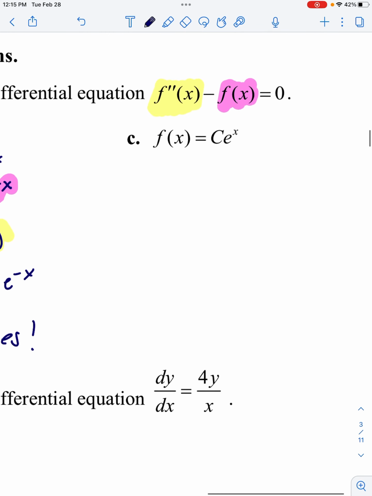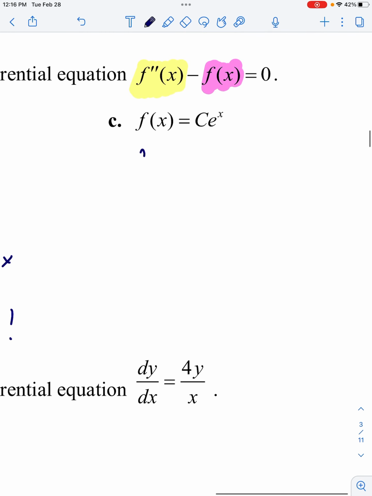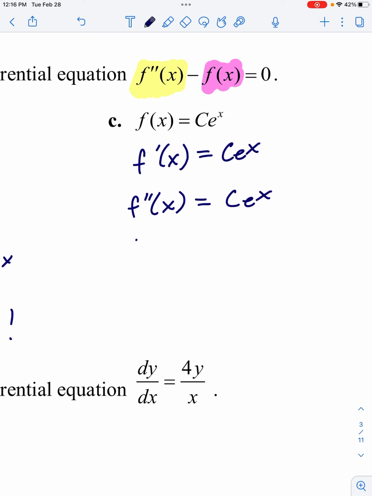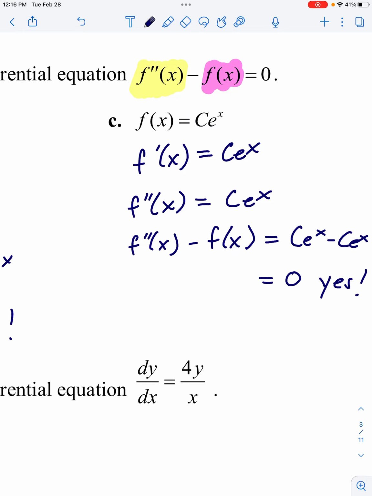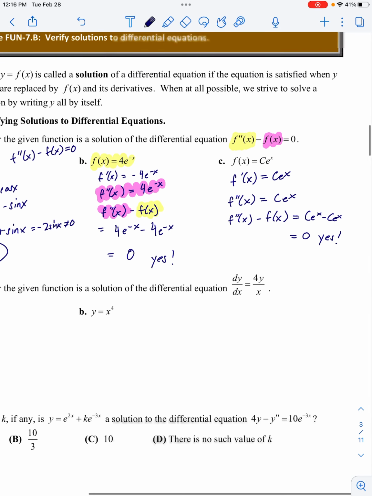All right, part C. F prime of x is going to be c e to the x. F double prime of x is going to be c e to the x. So f double prime minus f is going to be c e to the x minus c e to the x, which, a number minus itself, is 0. So yes, it does solve the differential equation, okay?